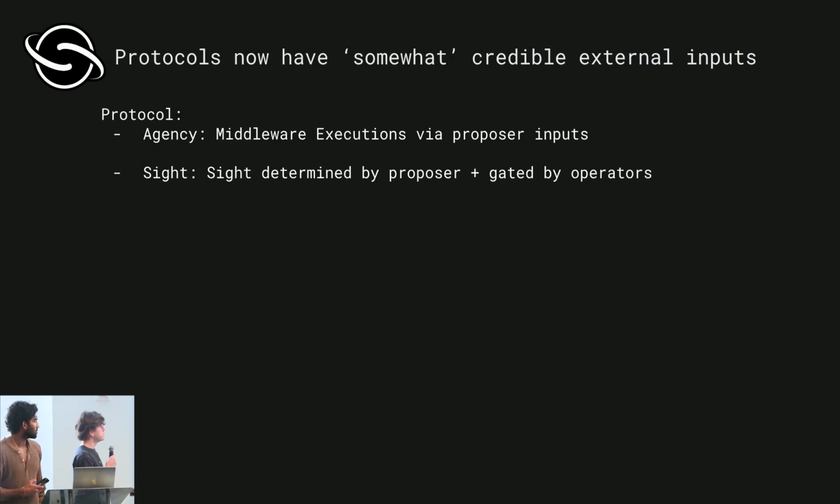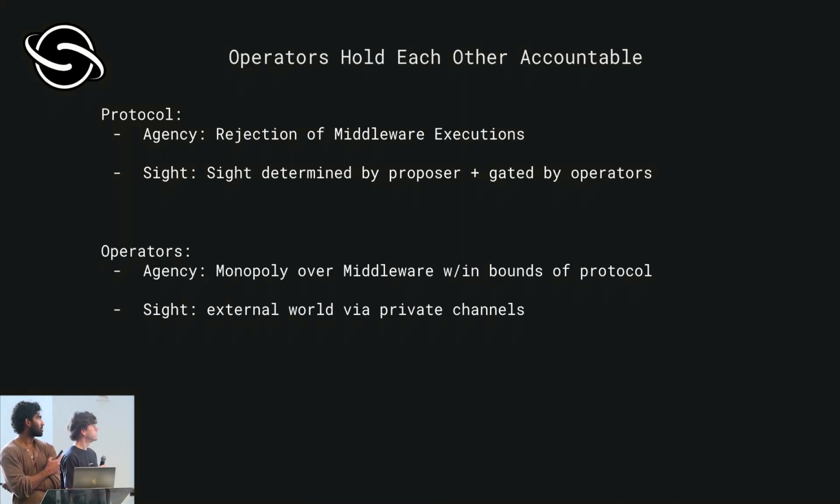So at this point, protocols now have somewhat credible external inputs. The protocol has agency over the inputs that the proposer is providing through this said new middleware, and they are able to expand the sight of what they see via the proposer explicitly. However, this is gated by other operators. The operators are able to essentially hold each other accountable, specifically the proposer. However, the proposer still does have a monopoly, but they are somewhat more bounded by the protocol itself.